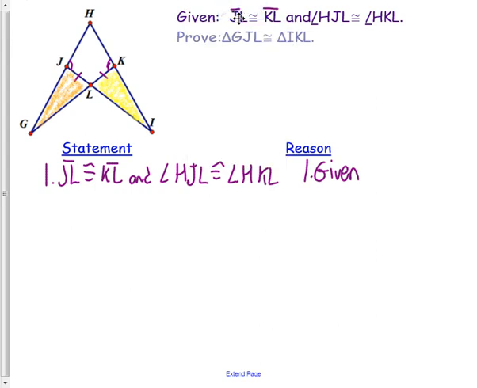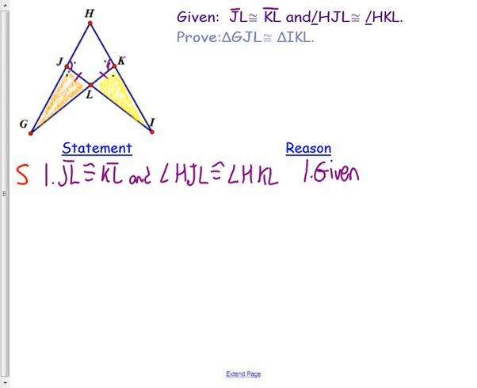Alright, so if I look at JL and KL, they are actually sides on the triangle, so I have a side. But the angles HJL and HKL are not actually in my triangle. That doesn't really help us directly. But if I look at them, we have a theorem that talks about this situation. If I look closely, these two angles here and here form a linear pair.